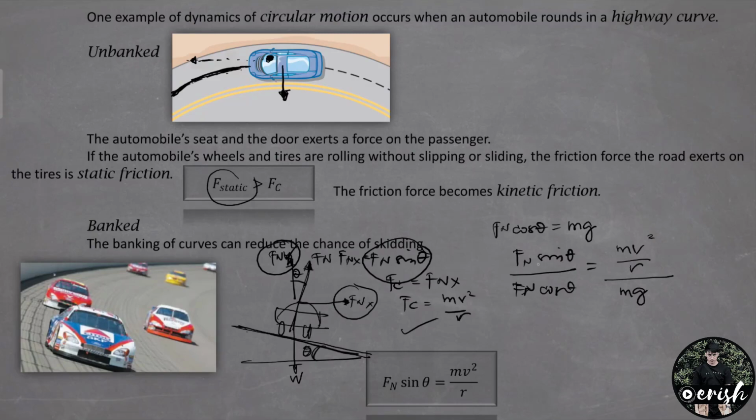Pwede na nating makancel yung normal force. In case walang given sa atin na normal force, pwede rin natin makancel yung mass in case na walang given na mass. Sin theta over cosine theta is equal to tangent theta. So tangent theta is now equal to v square over gravity times the radius, or simply in this derived formula.